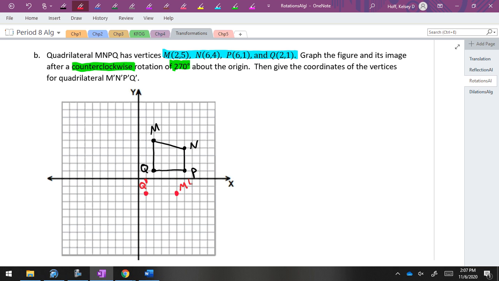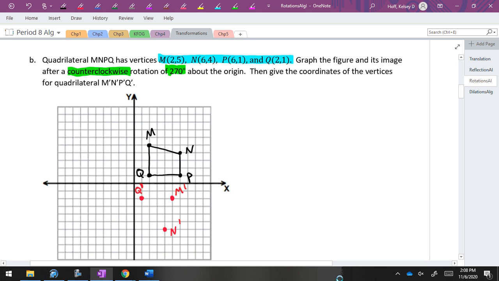Okay, what are my directions to get to N, Tiffany? Right 4, down 6. Okay, go back to normal. 1, 2, 3, 4. 1, 2, 3, 4, 5, 6. N prime. And who wants P? Can you tell me my directions to get to P? Rhiannon? Isn't it right 1 and down 6? Perfect. Right 1 and down 6. P prime.